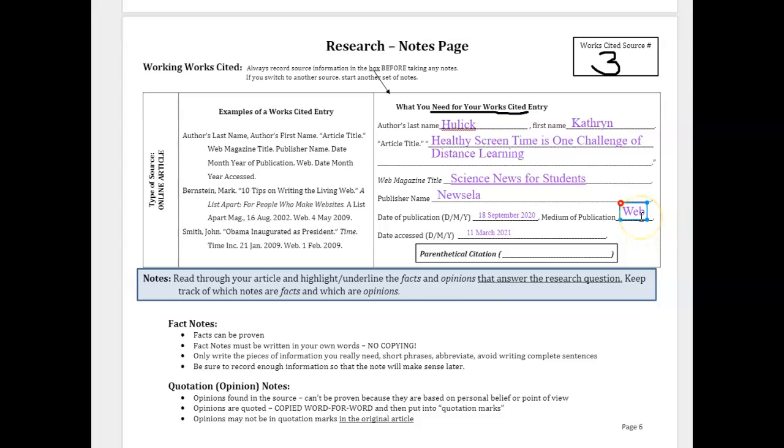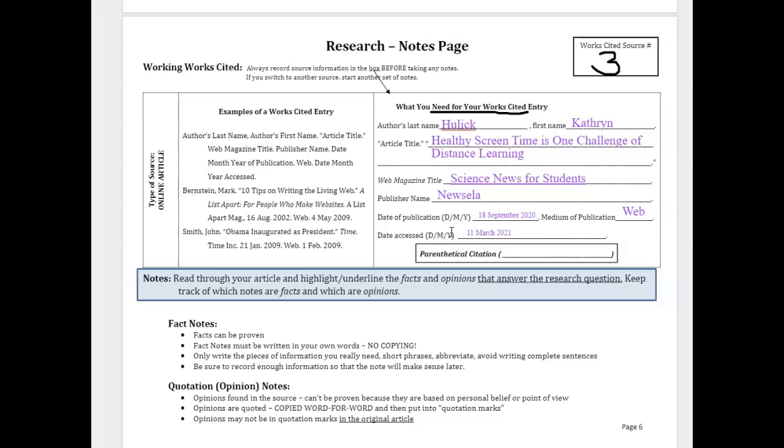The medium of publication, because this article was found originally online, I say web, which is a reference to the World Wide Web, the original name of the internet. And then the date accessed is today, because today is the day that we are looking at and reading the source. So today's date, 11 March 2021. If your information does not match mine, you will need to pause the video and fix yours to make sure it matches.